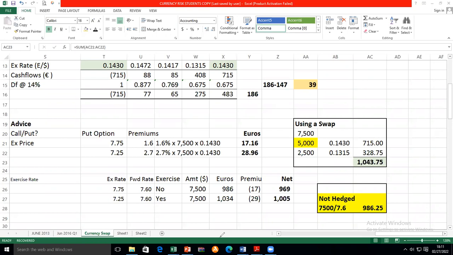Mr. Piri. Yes, please. Question number 1. Using the option, why are we just comparing the 969 to the 1,043? Why are we not adding both options?